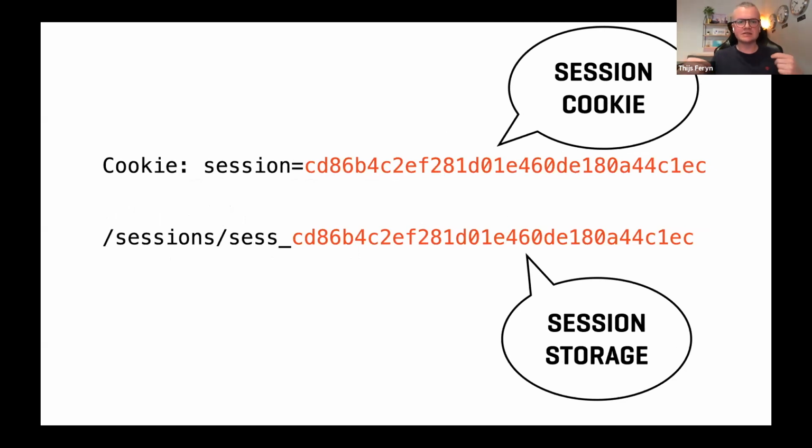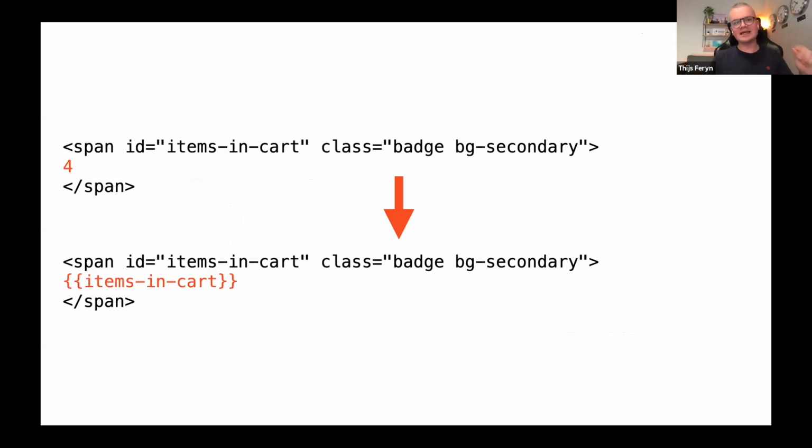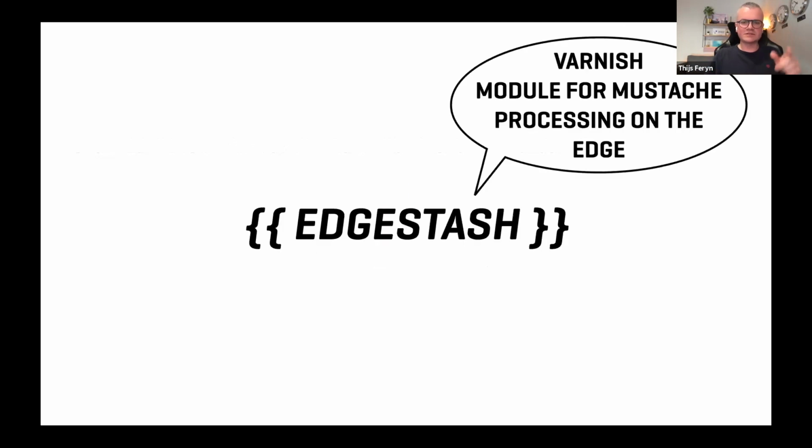And that hash is our session identifier and will be stored as a cookie. Now, the goal today, and that is what Edgestash does, is to replace that number four, which represents the number of items in my shopping cart at the point where I consult a page, with a placeholder. Now, Edgestash, and I will hint towards it right now, is a Varnish module that does mustache processing on the edge.